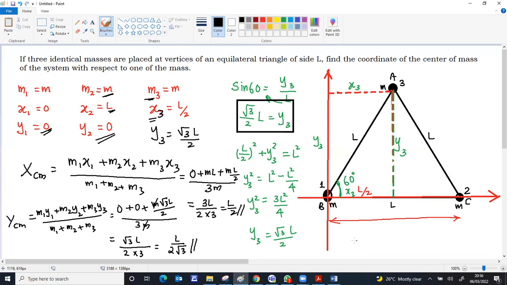So the coordinates x center of mass comma y center of mass will be: x center of mass is L by 2. Y center of mass is root 3 L by 6. Okay.